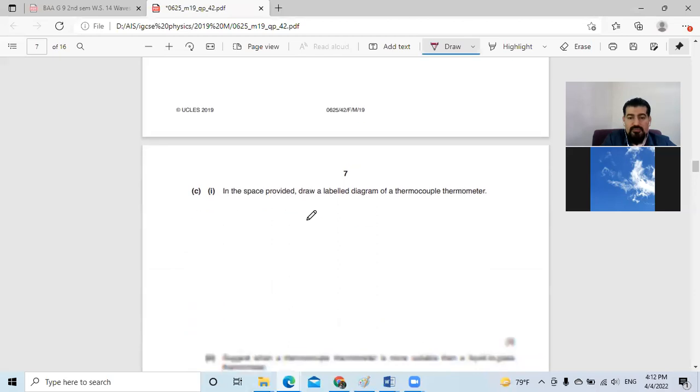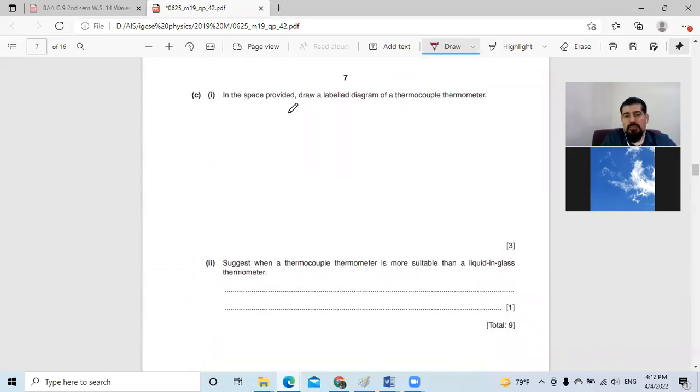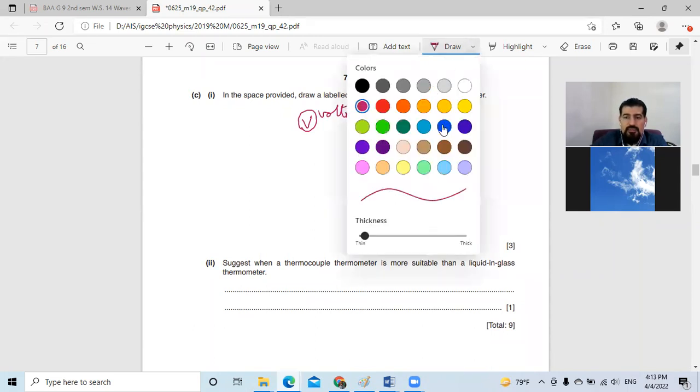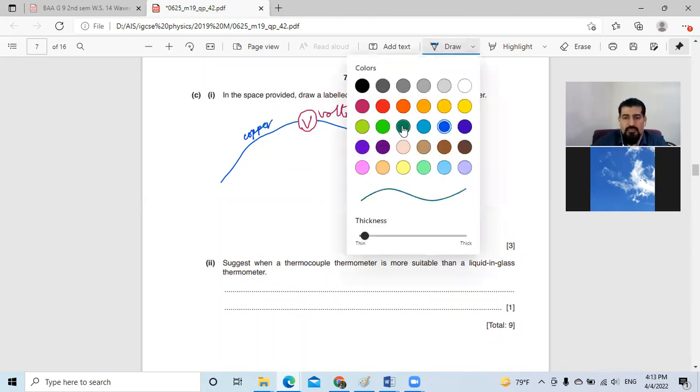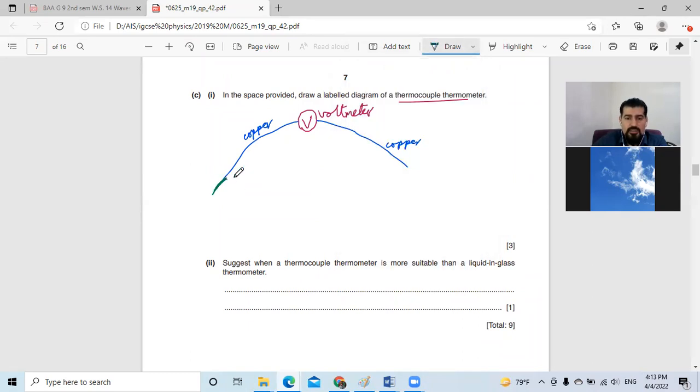You are welcome. Now, in part C of this question, in the space provided below, draw a labelled diagram for a thermocouple. Now we know that the thermocouple has a voltmeter, and this voltmeter has two copper wires that come out from it. So this is copper, and each of these copper wires has a junction with a third wire, for example constantan or iron. Yes, thank you, Muhammad.